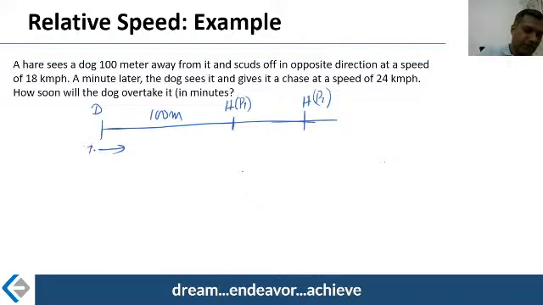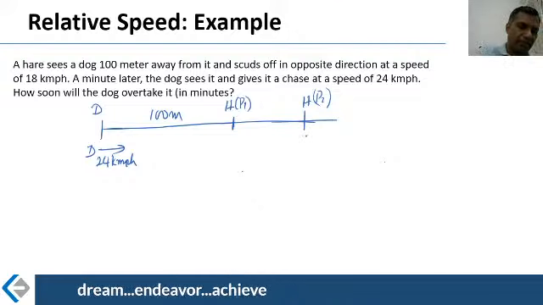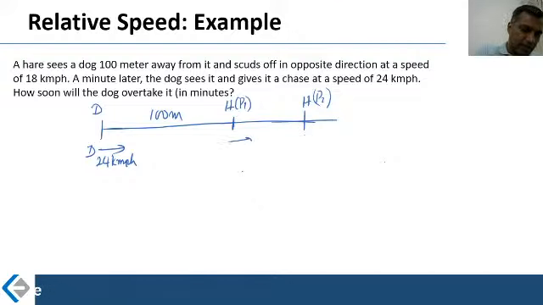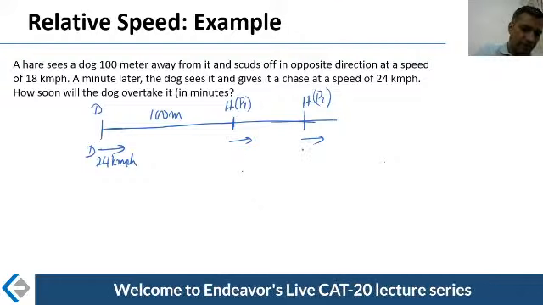What is the speed of the dog? 24 kilometers per hour. What is the speed of the hare? The hare was here at the initial position, and that's the second position. Wherever it is, the speed of the hare is nothing but 18 kilometers per hour. It doesn't matter, both the places. It is 18 kilometers per hour.